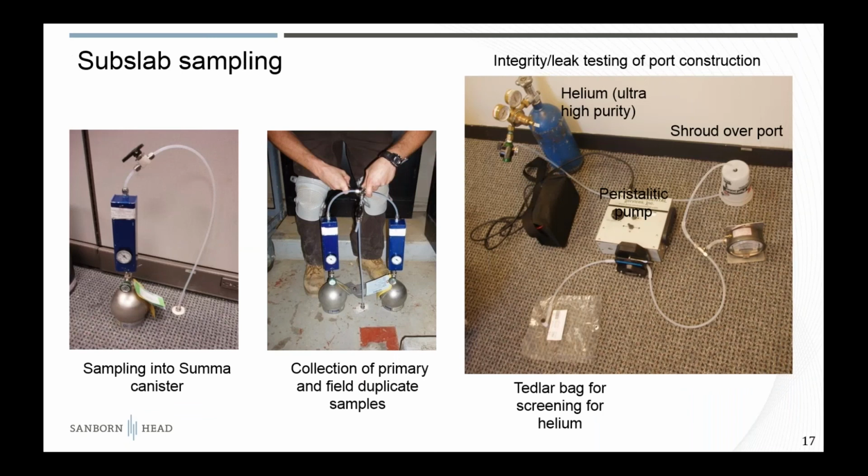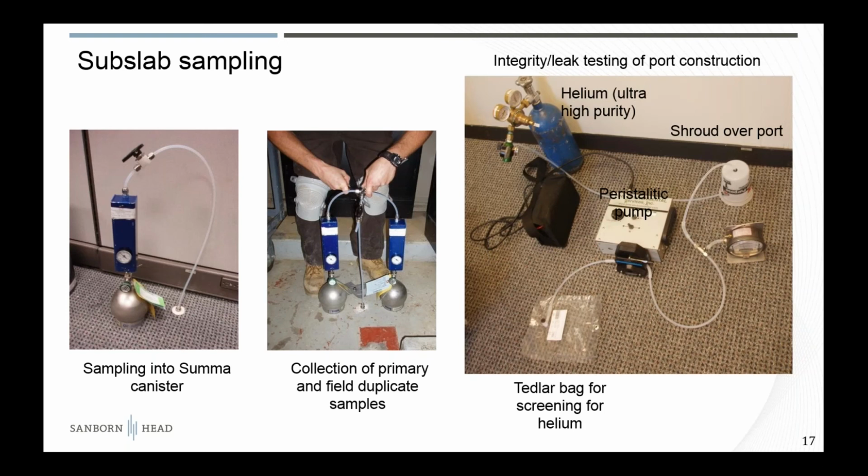So moving on to sampling these things, this is a typical setup of sampling from a subslab port using a Summa canister setup. In this case, there's a field duplicate going on at the same time. And now I'll just take a look at maybe one of the first QAQC measures that is commonly recommended for both subslab and exterior soil gas sampling, and that's integrity or leak testing of the port construction.